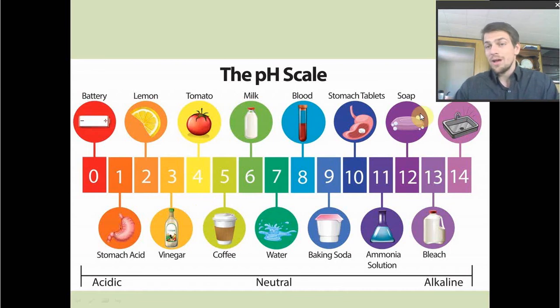Soap is actually a very common example of a base. Basic things often have that slippery feeling, and soap certainly fits that category. Bleach is also on here.